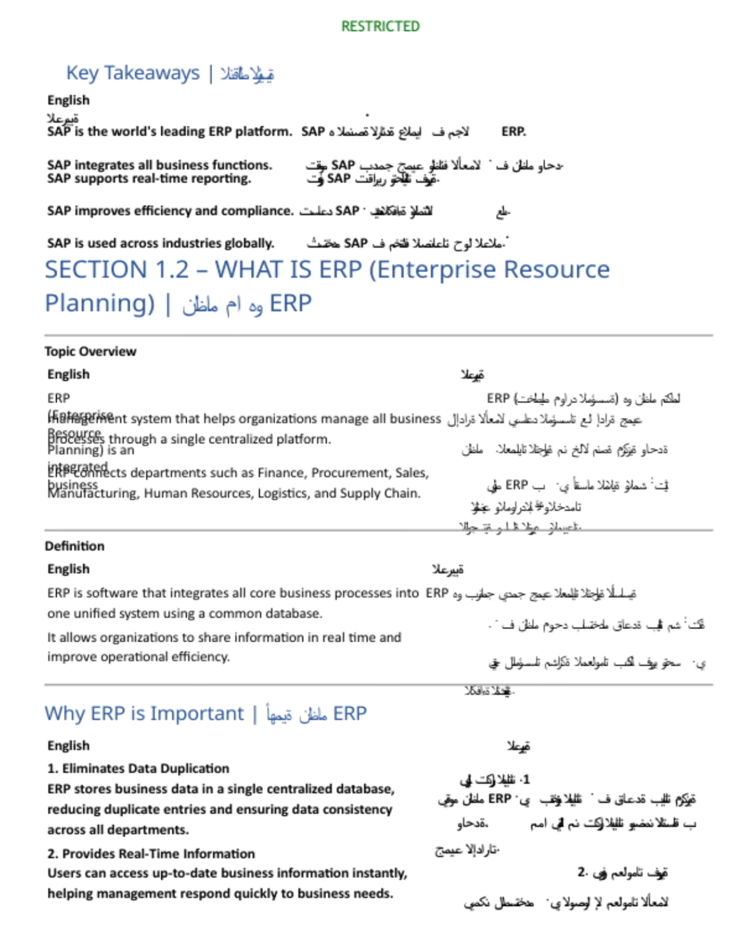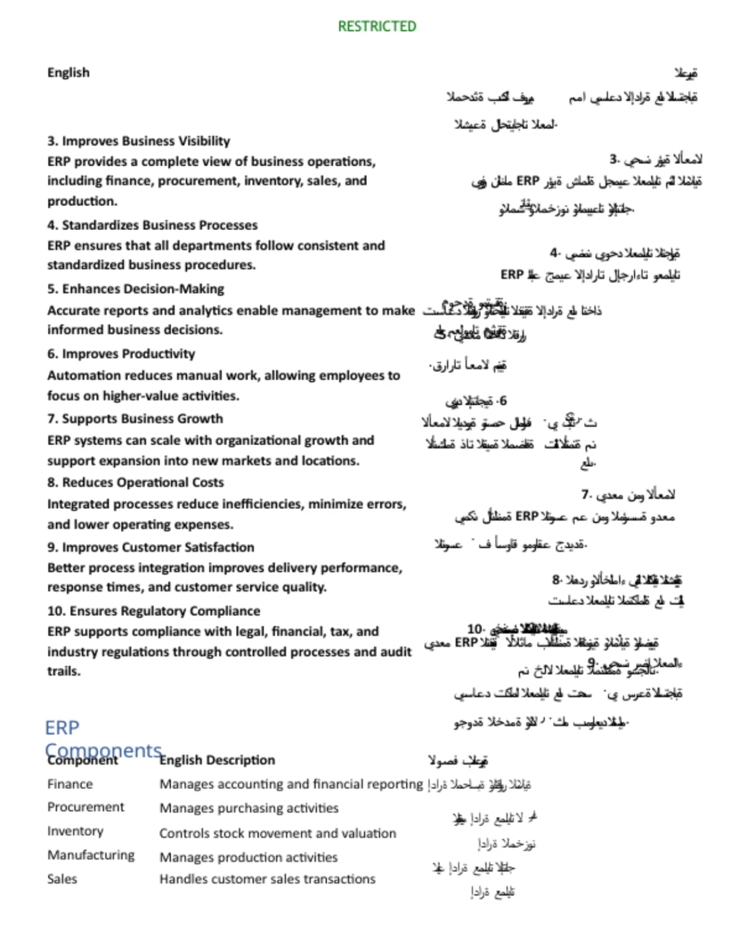At their core, ERP platforms eliminate data duplication by storing all business information in one centralized database. This means every department works from the same, consistent data. ERP also provides real-time information, so decisions can be made quickly and confidently. By integrating key functions like finance, sales, and logistics, ERP creates a unified system that boosts efficiency and helps organizations run smoothly. Let's take a closer look at the core components of an ERP system.